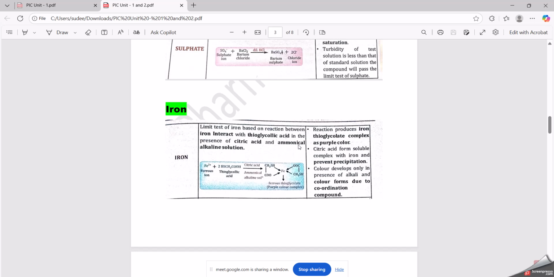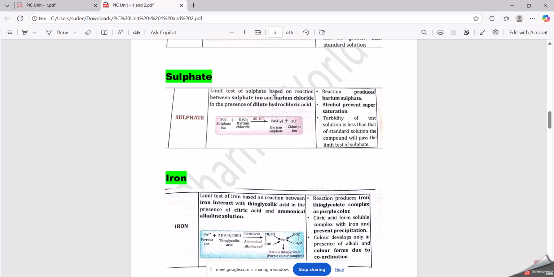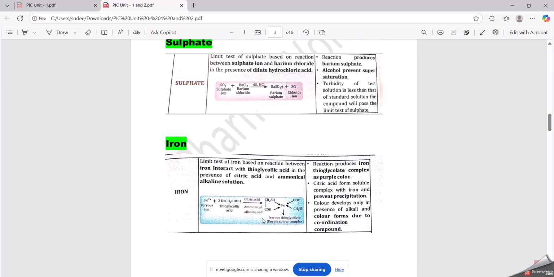Next is iron. The limit test of iron is based on the reaction between iron and thioglycolic acid in the presence of citric acid. It is one of the important ones because here two or three reagents are used. You have to be very cautious about this. In others only one is used, but here two or more substances are used, so they may ask about it.